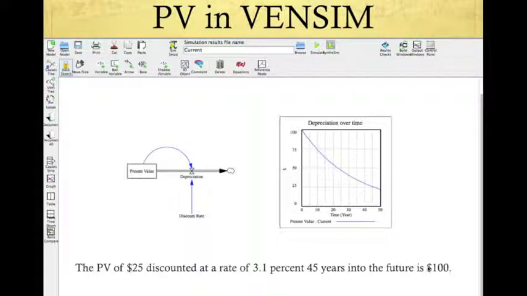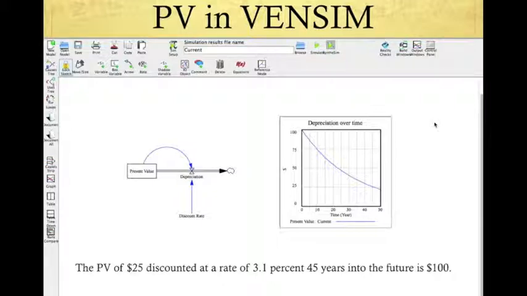So essentially, what this is saying is that $100 today, 45 years into the future at a discount rate of 3.1%, is going to be worth $25. Conversely, if you were to have $25 45 years from now, and you were to bring that into the present, to know how much it's worth at a discount rate of 3.1%, the result is $100. So that's essentially how this is read.